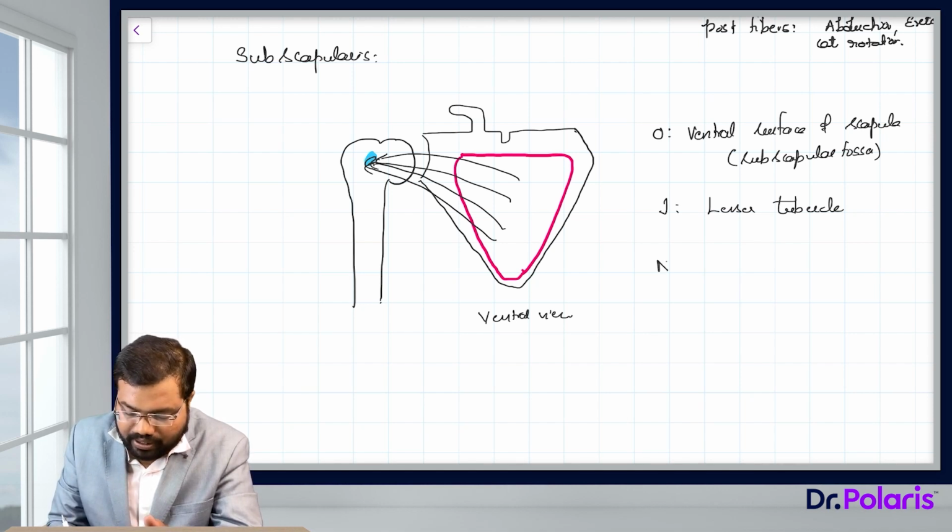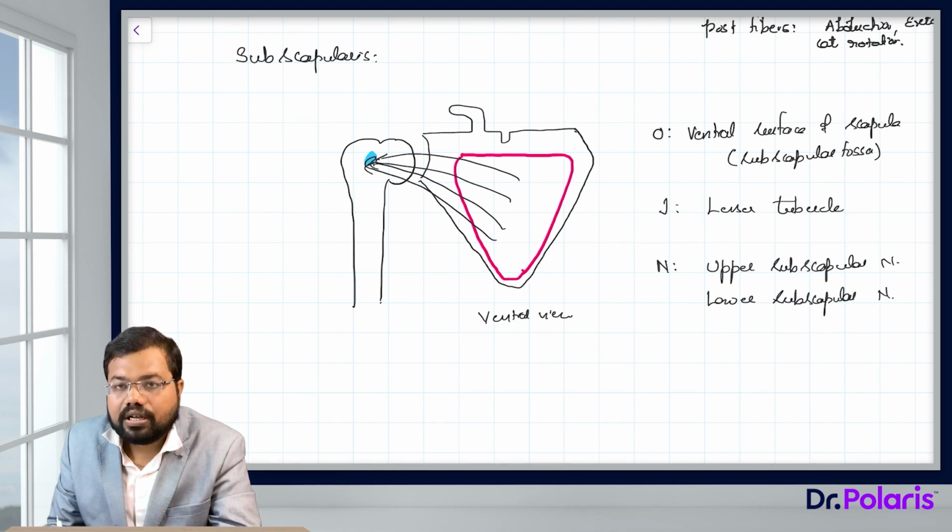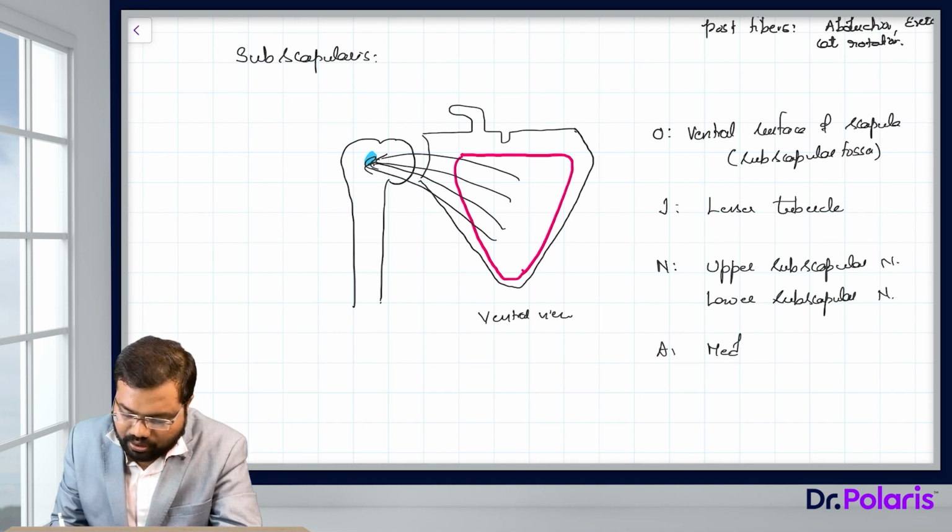And what is the nerve supply? Nerve supply is by two nerves. One is the upper subscapular and also the lower subscapular nerve. So upper subscapular and lower subscapular are both branches from the posterior cord of the brachial plexus. And these two will supply the upper part and the lower part of the subscapularis muscle respectively. And as for the actions, as it is crossing the shoulder joint on the anterior side, whenever the contraction is there, it causes medial rotation of the shoulder joint. So the action is medial rotation.